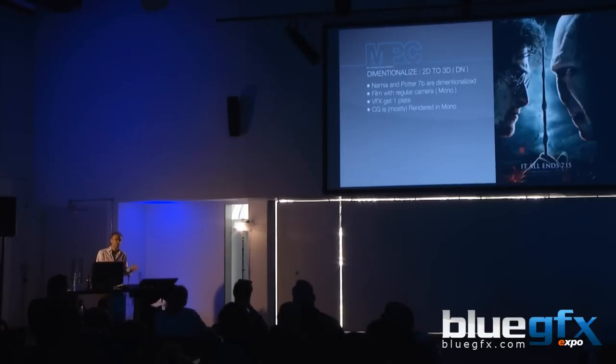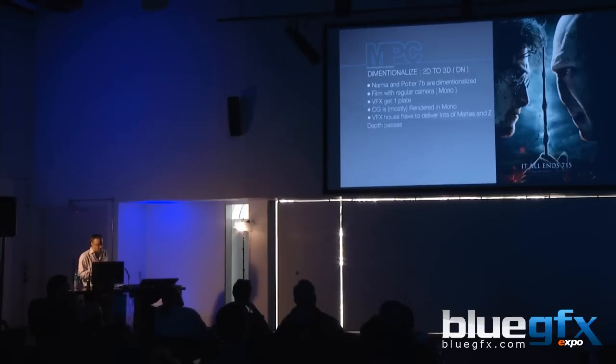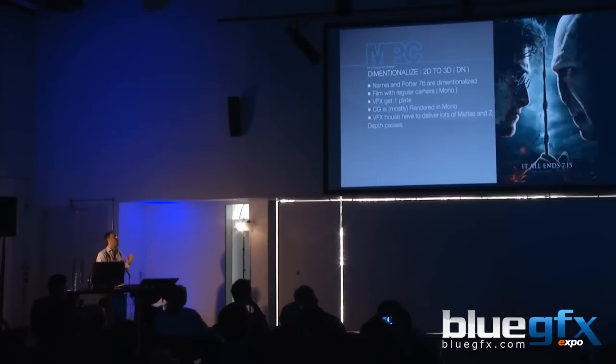We re-render all the CG native, and so we get the good fire and water effects and stuff like this. But ultimately, the visual effects house is not doing the 3D version of the movie, they are doing the 2D version, and they deliver a lot of assets to the post-dimensionalization vendors. We're talking about mattes, depth passes, for vendors that are doing the same technique as Prime Focus, depth grading or depth creation.